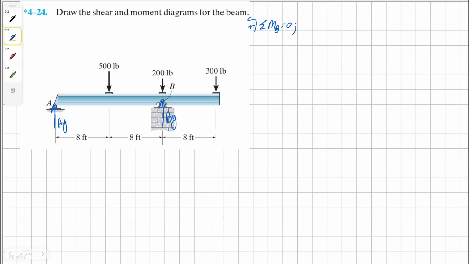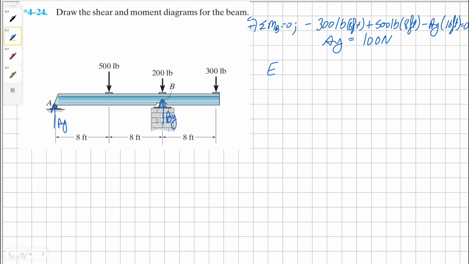We're going to have clockwise 300 pounds, 8 feet away. And then we have counterclockwise 500 pounds, 8 feet away. And then clockwise AY, 16 feet away, all equals to 0. Solving for AY, we get our solution as 100 pounds.